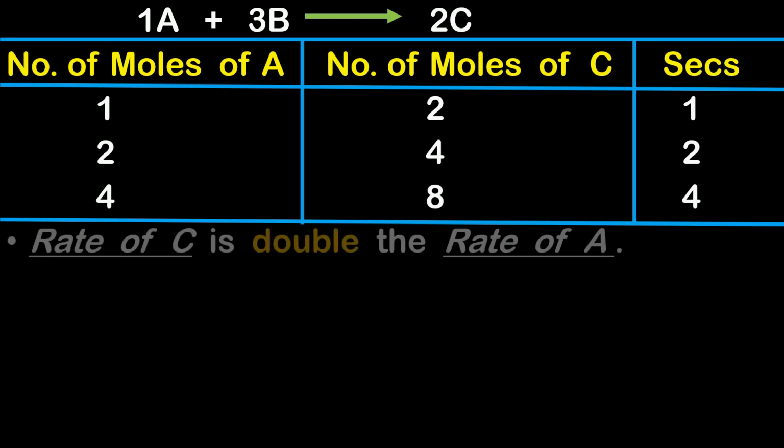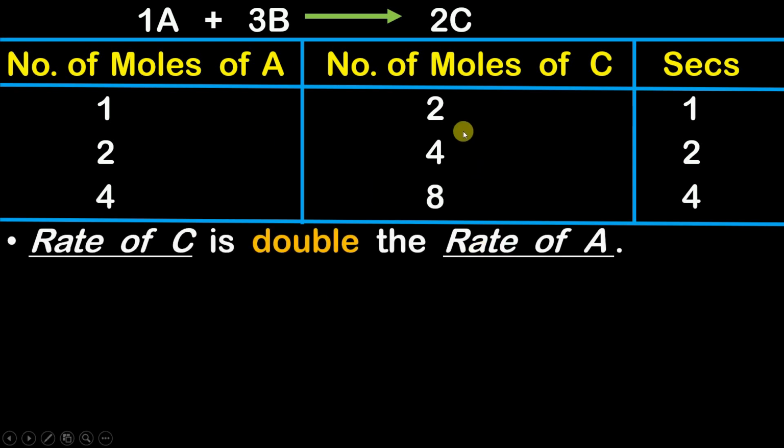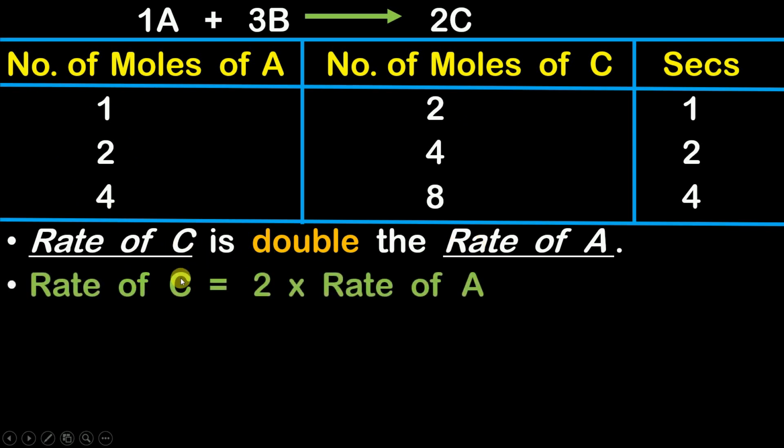So guys, can I say that the rate of formation of C is double the rate of consumption of A? Why am I saying so? Because the number of moles of C that are being formed is double the number of moles of A that are being consumed. So let us convert this into an algebraic equation. So rate of C is, for "is" you have to add an equal to sign, double. Double means what? Twice the rate of A.